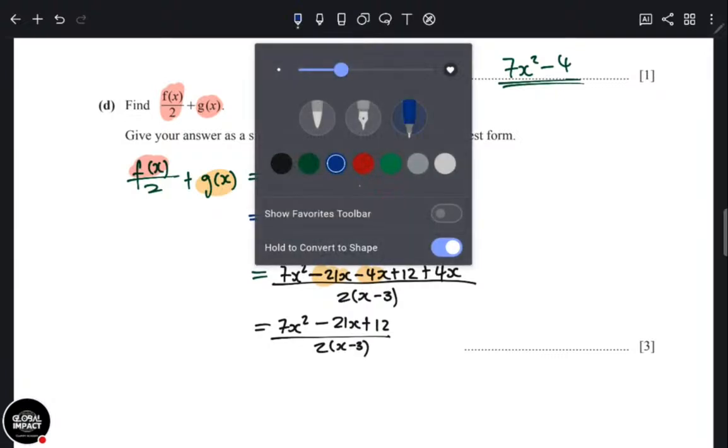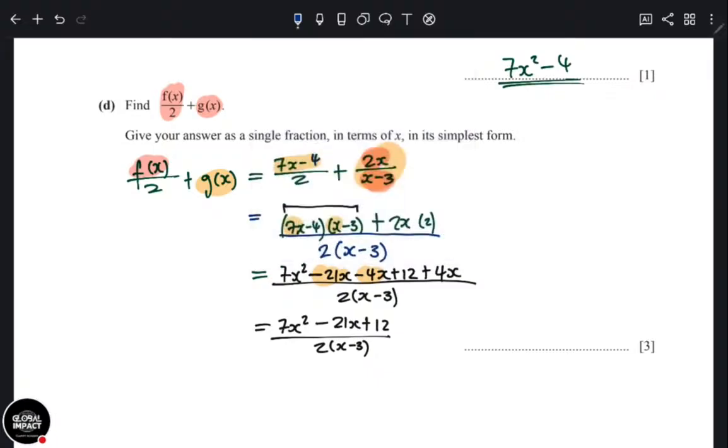So this now, yeah, you can have it like that, as something like a final solution here. Let's see, I'll be having it as f of x over 2 plus g of x. What did it come out to be? 7x squared plus minus 21x plus 12 divided by 2 multiplying x minus 3. Well, if there is something that you could do to simplify, let me see if you can.